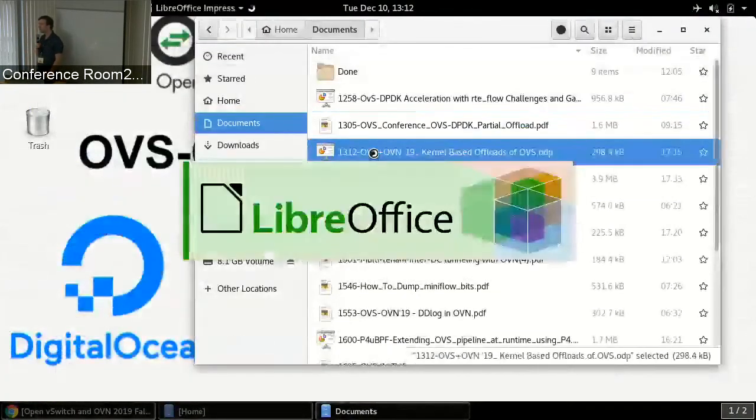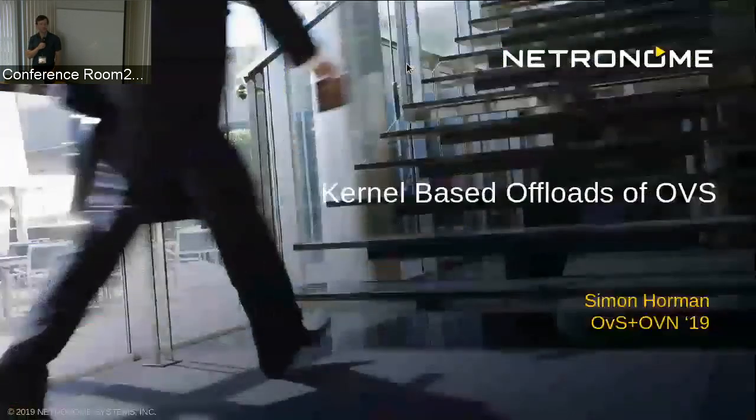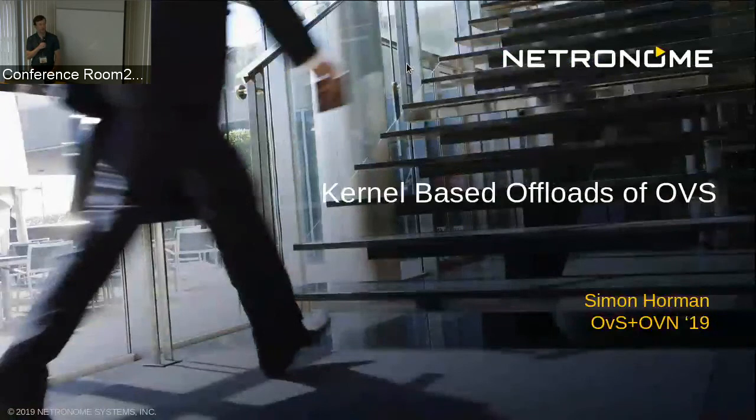Well, we've had two talks in a row about OVS DPDK offload with RTE flow, and now we've got to talk about kernel-based offload with Simon Horman from Netronome.